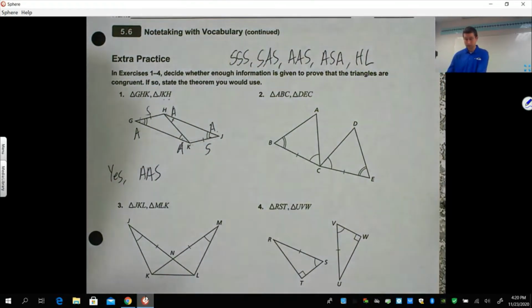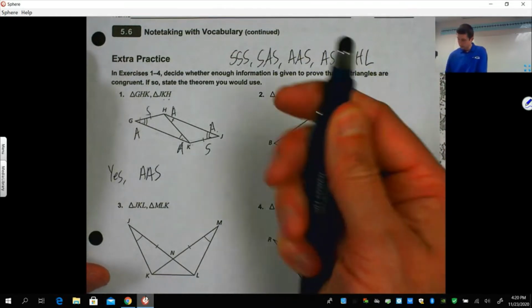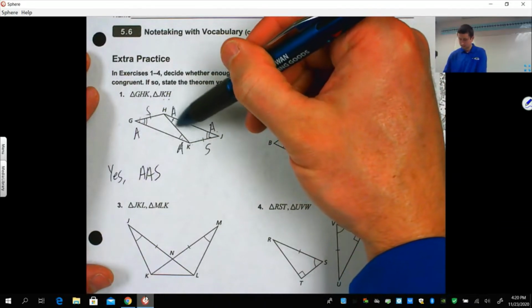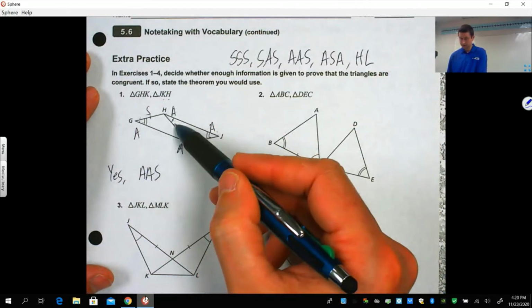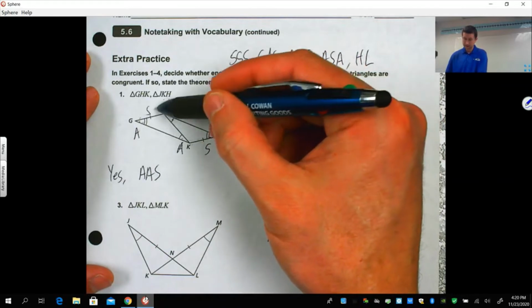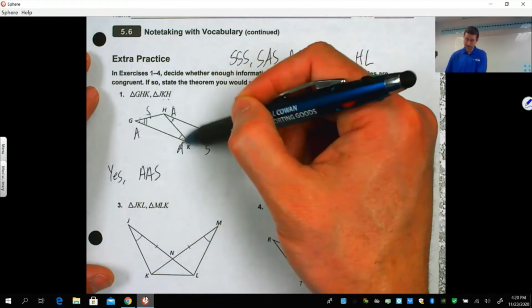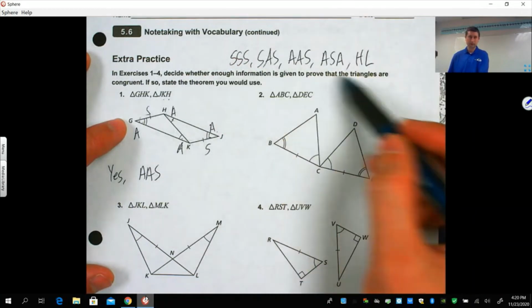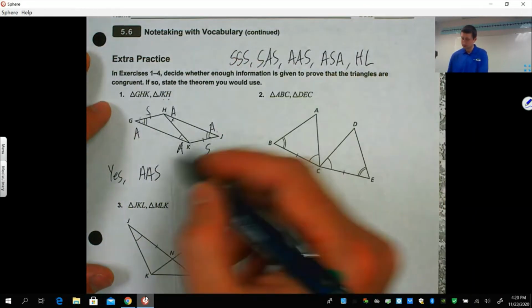Is there another one we could use? Well, I know they have a shared side right here. So I could go angle, angle, side the other way. Could I go side, side, angle? Well, side, side, angle is not one of the five that we have up there, so no, we can't. Angle, angle, side is what we have.